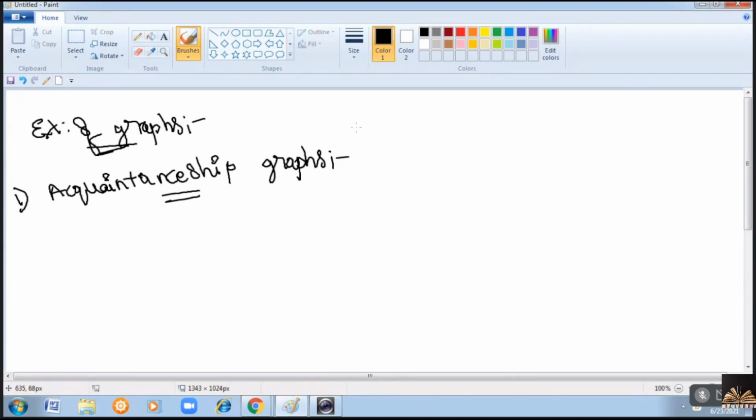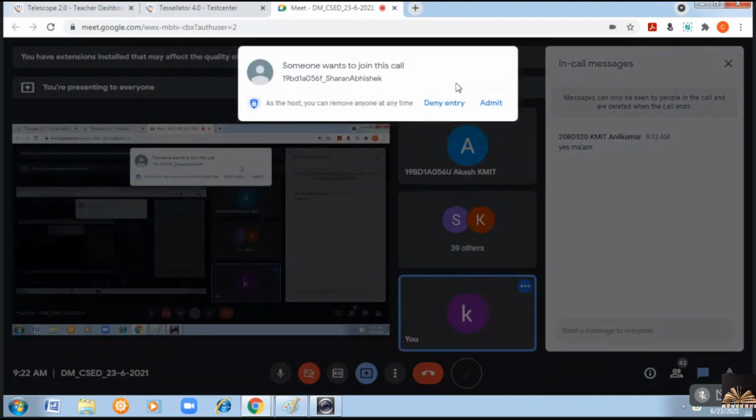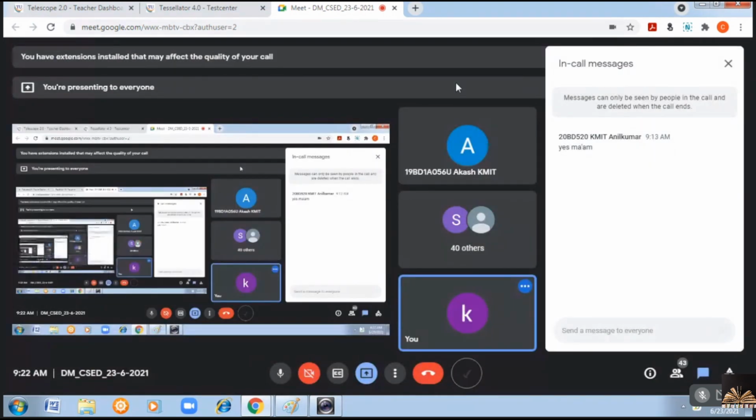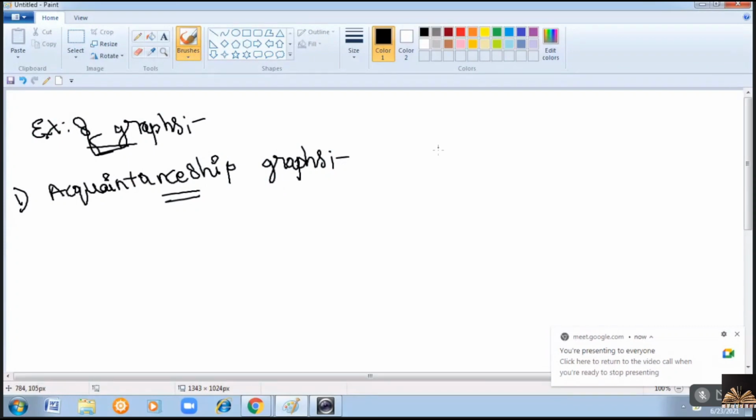Suppose you have a group of people, and in that group some of the people may know each other. Let us suppose some 100 people are there in a group; all of them may not know each other, but some of the people may know each other. Who are known to each other means acquainted. To represent the people who know each other, we can use this graph.